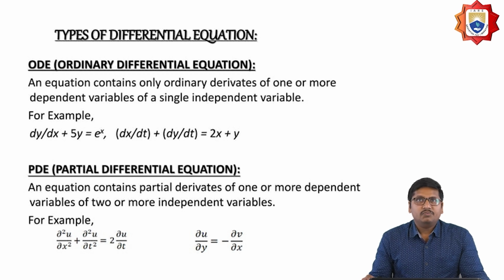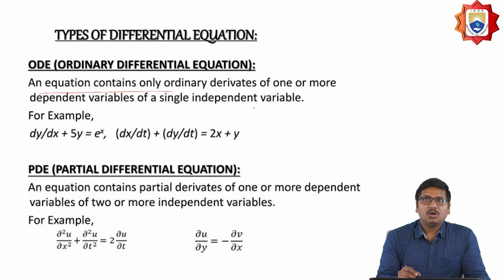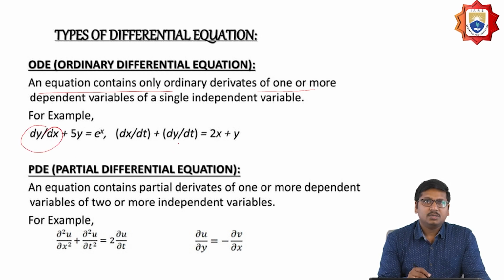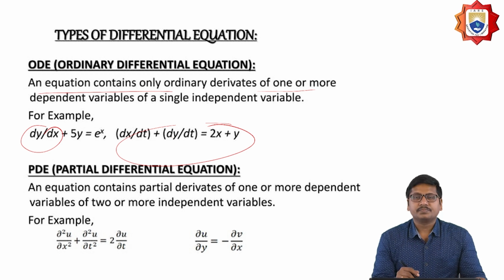So there are different types of differential equations. The first one is the ordinary differential equation and the second one is the partial differential equation. An ordinary differential equation is an equation that contains ordinary derivatives of one or more dependent variables of a single independent variable. For example, dy/dx plus 5y is equal to 3x, and dx/dt plus dy/dt is equal to 2x plus 1.